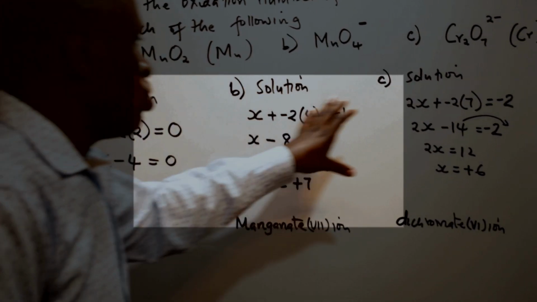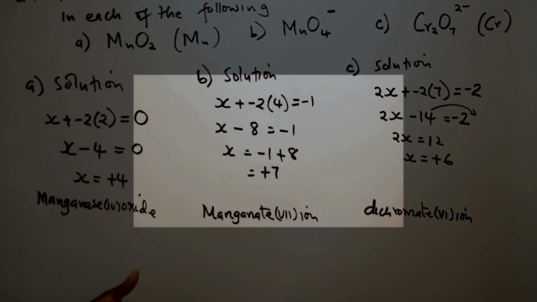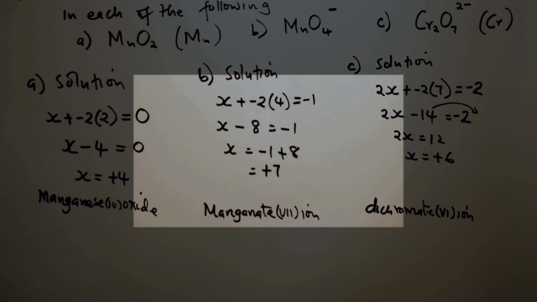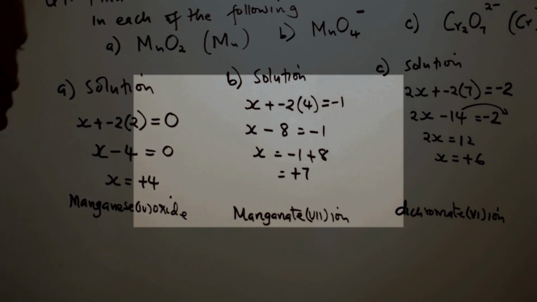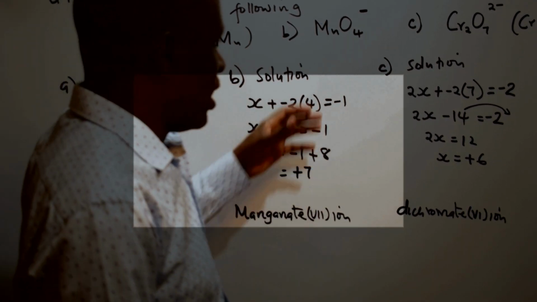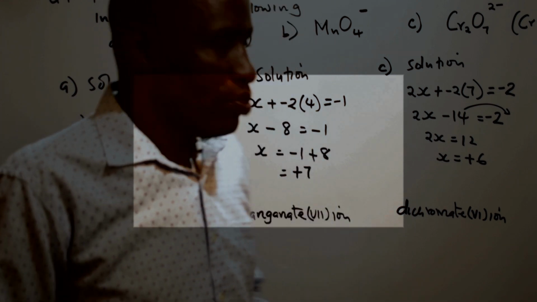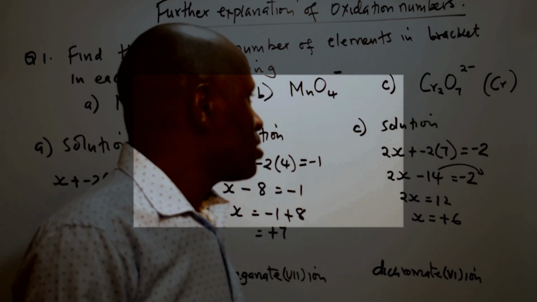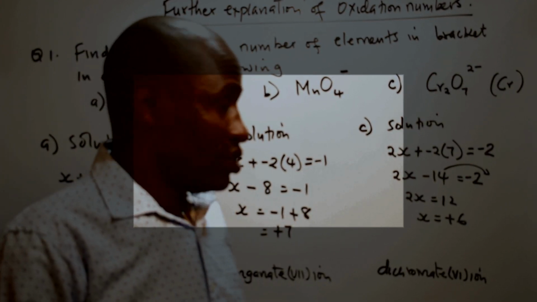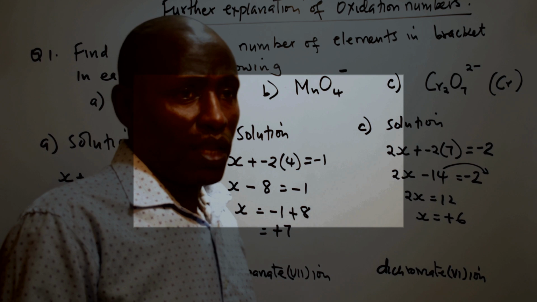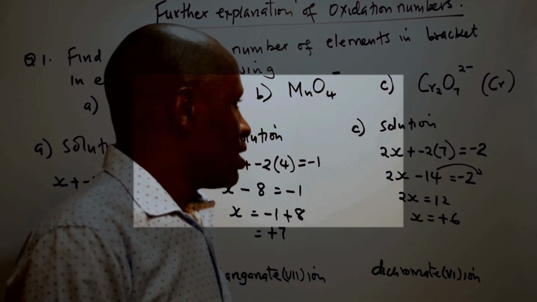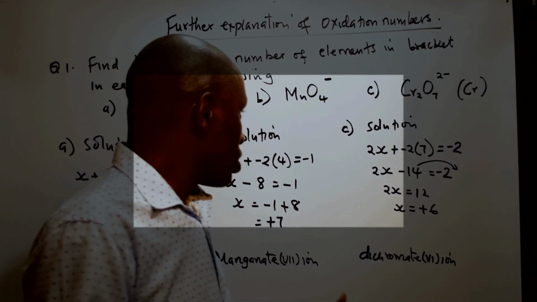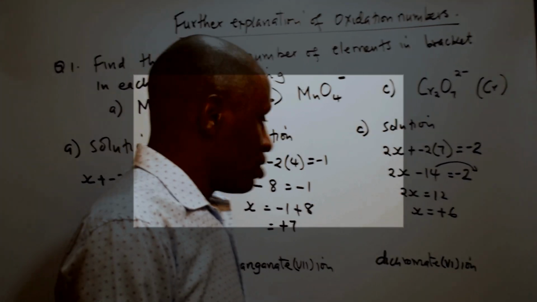Therefore, I'm just trying to apply the few rules that we have discussed. Now, let me look at a scenario where we can actually use the oxidation numbers and maybe try and explain what is really happening in a given reaction. In a given reaction, can we tell this particular substance is gaining electrons, this one is losing electrons, based on the oxidation numbers? Let's have a look at that.